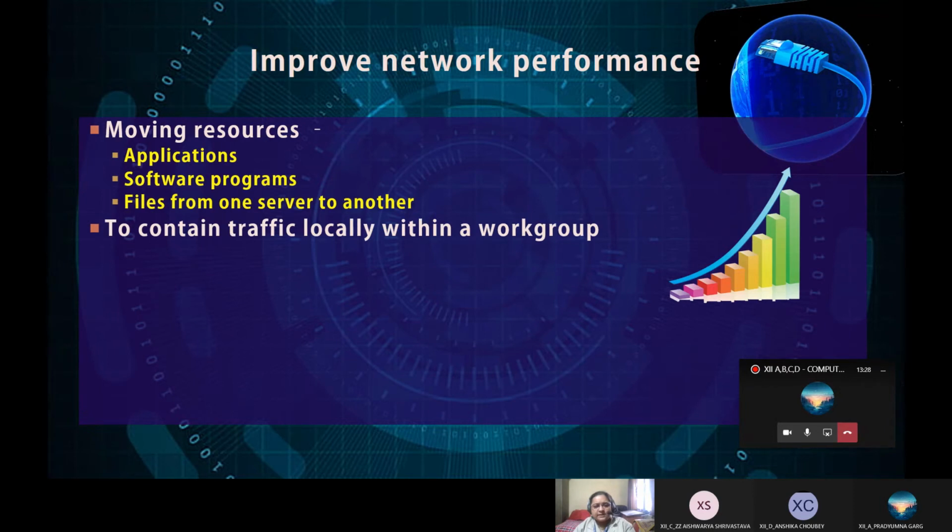To contain traffic locally within a work group, that is, as I said, if a small network has been created, traffic should be localized over there.